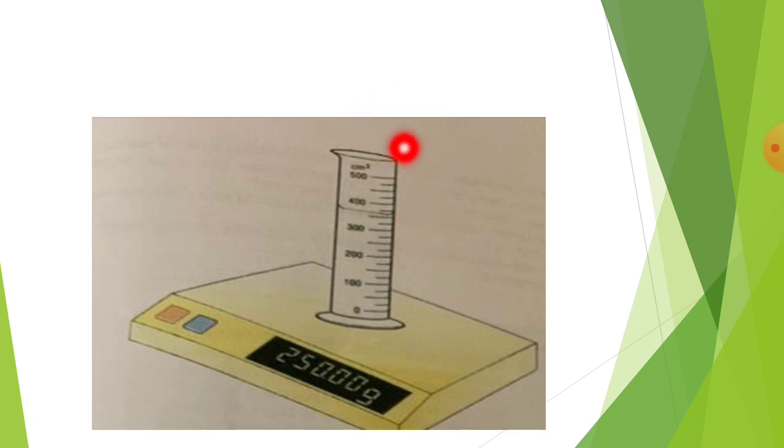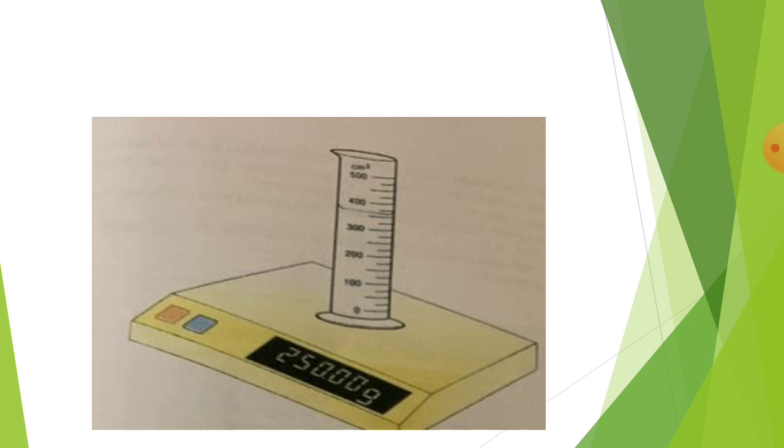So first, to find the mass of a liquid, we will take a measuring cylinder, this one, and we'll place an empty measuring cylinder on top of a scale, and this is going to give us the reading. So we're going to measure the mass of the empty measuring cylinder.